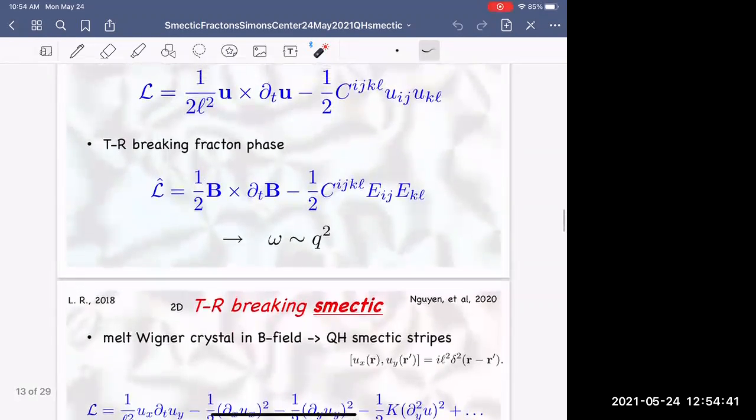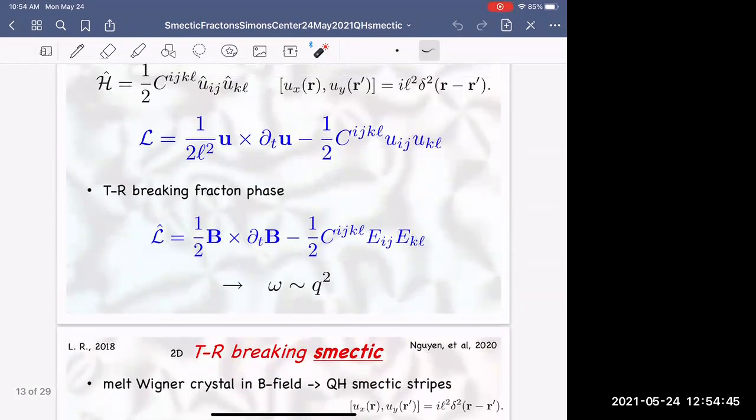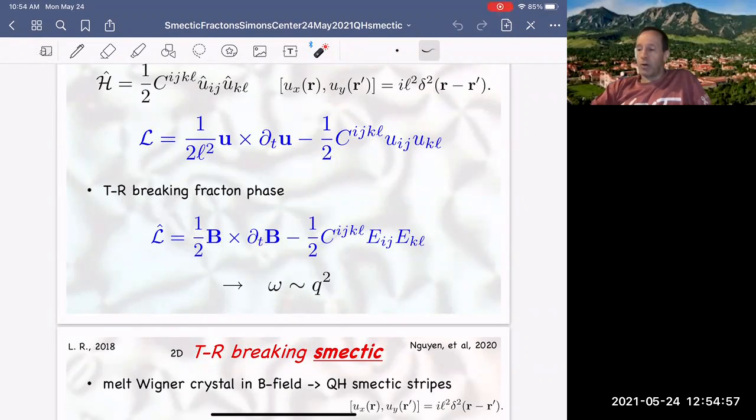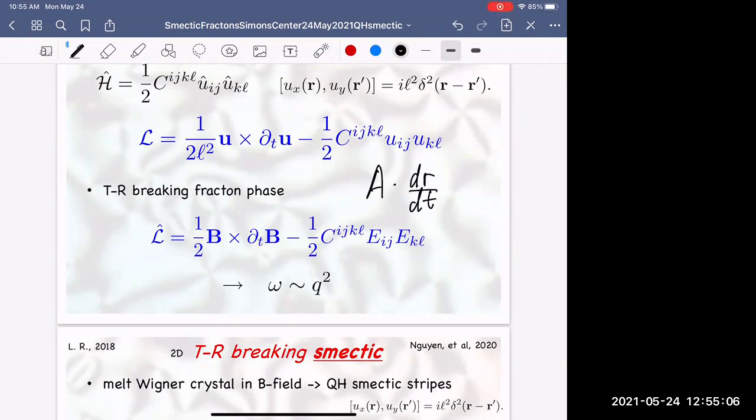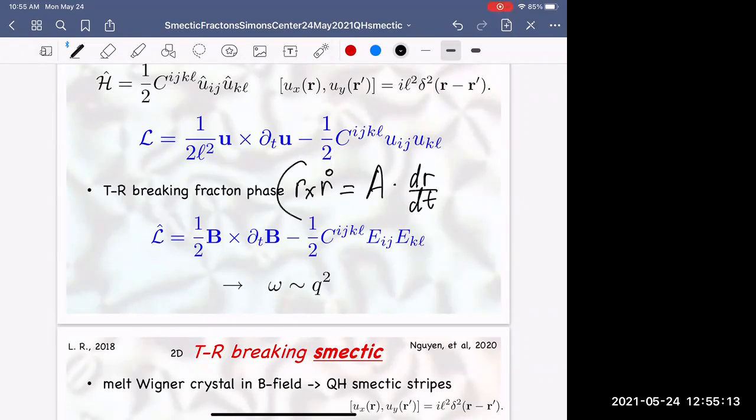I see. So in principle, there are other time reversal symmetry breaking terms, but they are less relevant, so they are ignored here. So in principle, we can have a partial x ux, partial t, partial x uy term, something like that. Right. I would say this term is nothing more than a dot v, dr/dt. And for constant B, this just becomes r cross r dot. I see. So that's really all that is.